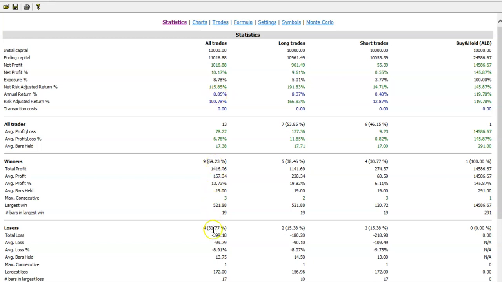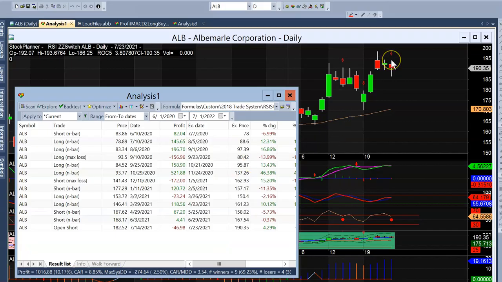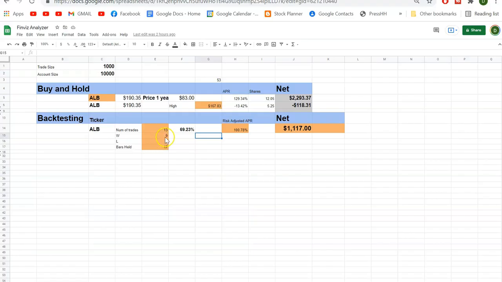You have 9 winners, 4 losers. Average bars held is 18 bars, 17 bars. Every time you place a trade, you get $78 based on this strategy. The strategy that we got a signal for, so we have a signal for a short. Our strategy produces 9 wins and 4 losses, which gives us a 70% win rate. We're going to net $1,200, which gives me a risk-adjusted return of about 100%. That's great. And this is using an algorithm.